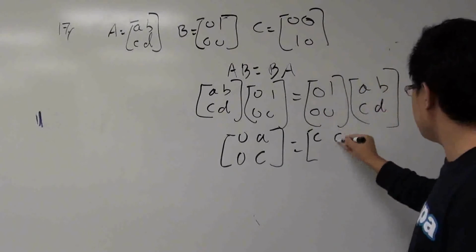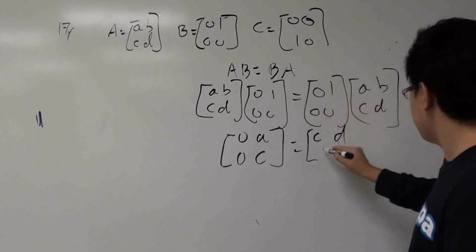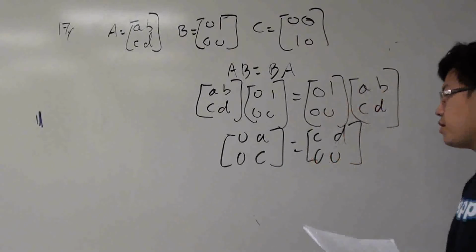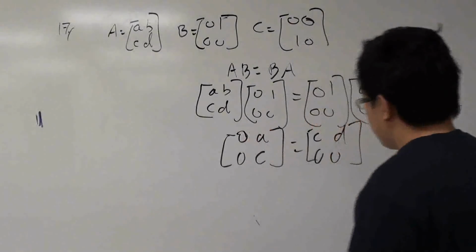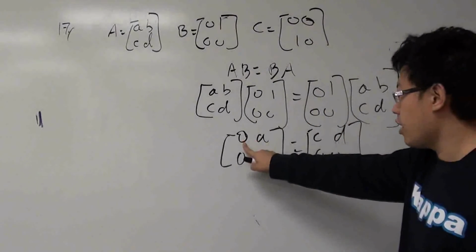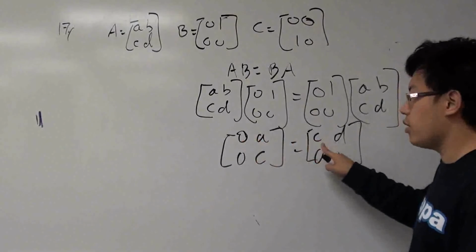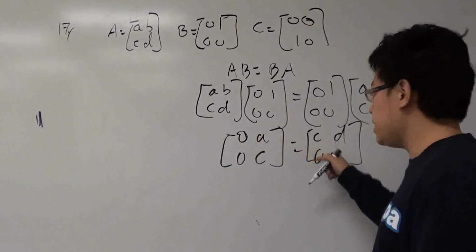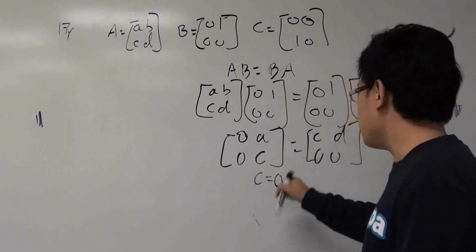B is not there, so D, 0, 0. So, if they're commutable, these two have to be equal. Okay, well, let's see how it helps. So 0, this entry, row 1, column 1, should be the same as row 1, column 1 here, if they are the identical matrix. This is 0, this is some unknown C, so C must equal 0.